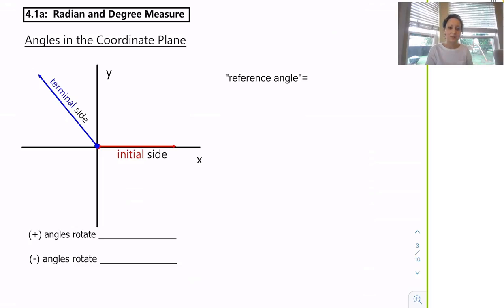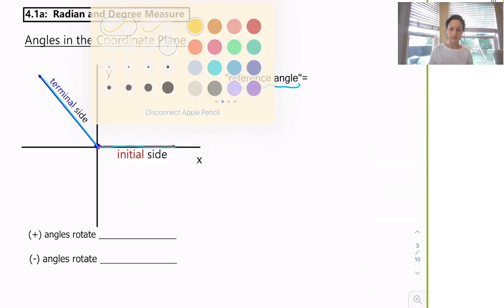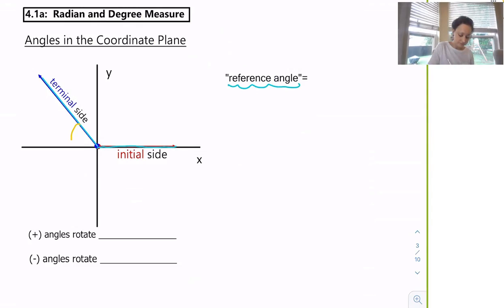All right, so hopefully you've copied the screen. Let's talk a bit about some vocab for angles. So when we're talking about an angle, you've got your initial side, which is going to be the positive x-axis there. Then you've got your terminal side, okay? And terminal, in other words, where it terminates or where your angle ends, okay? So then you've also got what we call the reference angle, okay? The reference angle in this picture is that little angle there, okay?